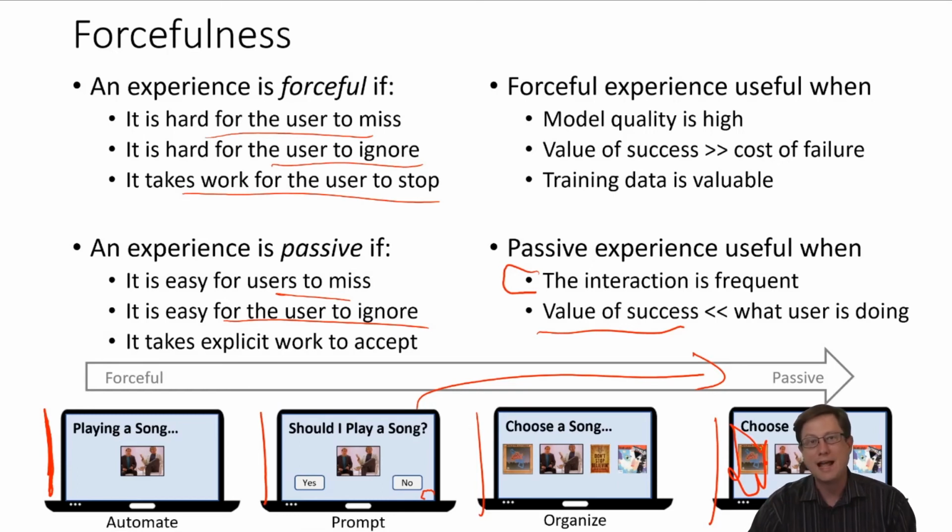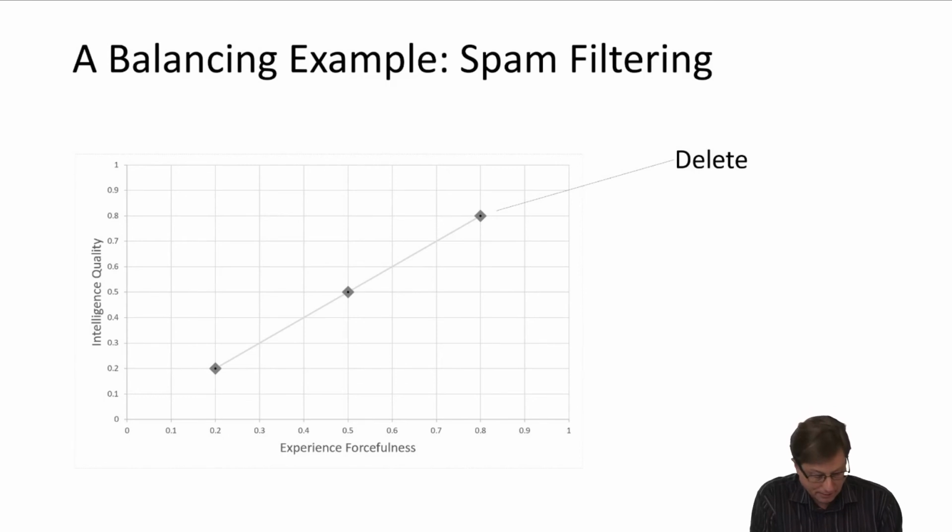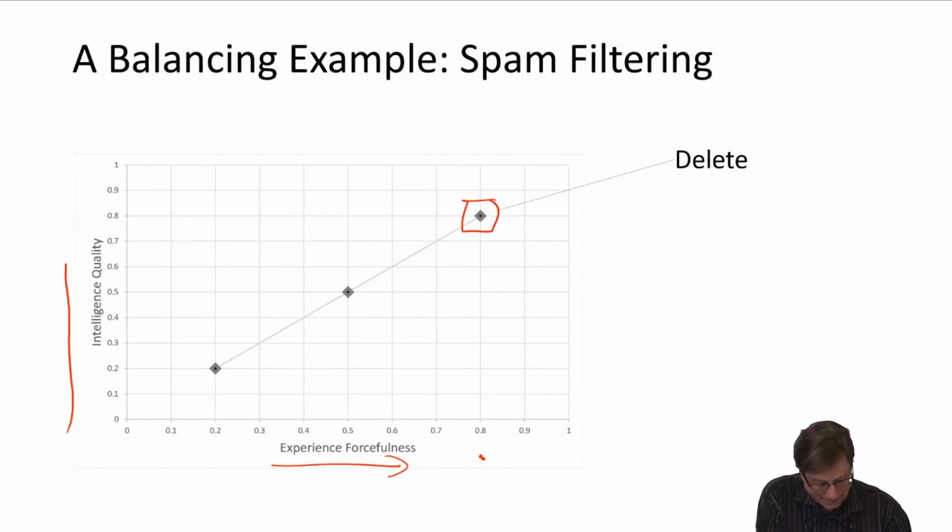Okay, so that's one aspect, the forcefulness, and some tools for how you can balance the forcefulness and tune it up or down. And I'm going to give you an example of this being used in practice. You've all had experience with email systems, and here's a little abstract chart. On this axis is forcefulness, and you could see at the highest point right here, it's delete. And on this axis is intelligence quality.